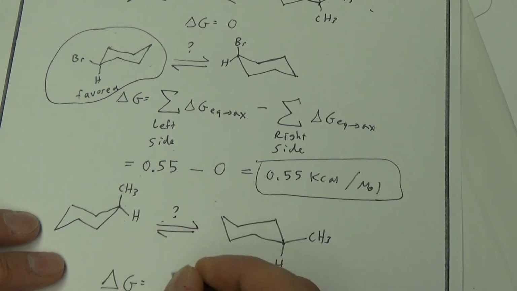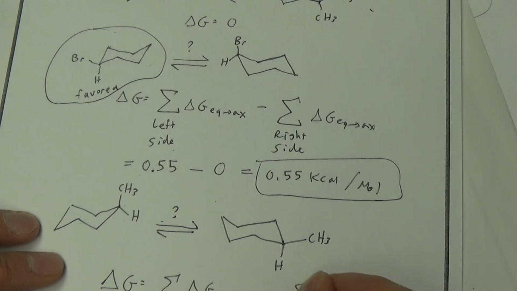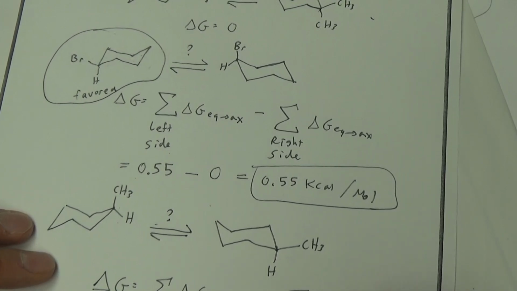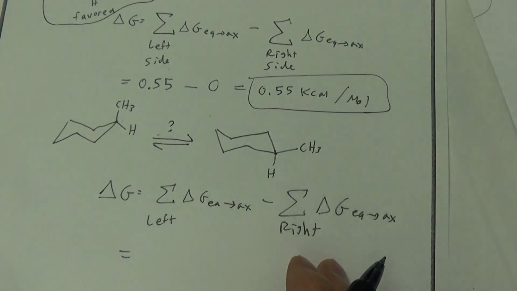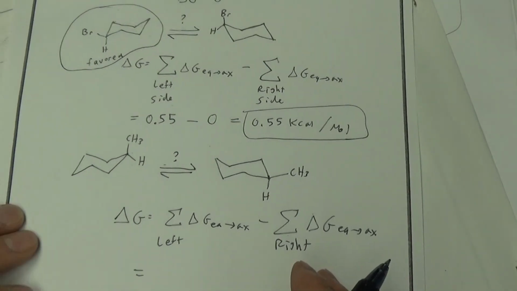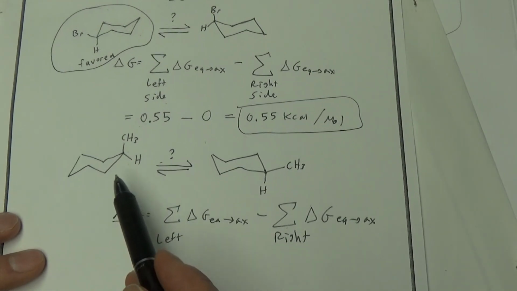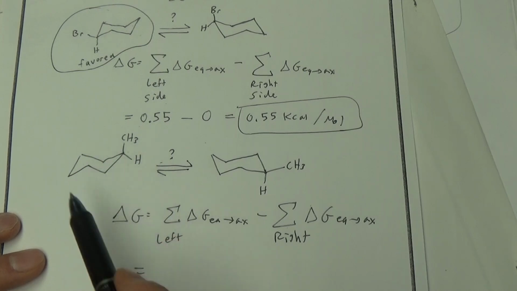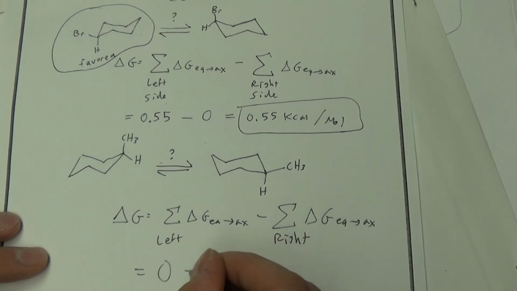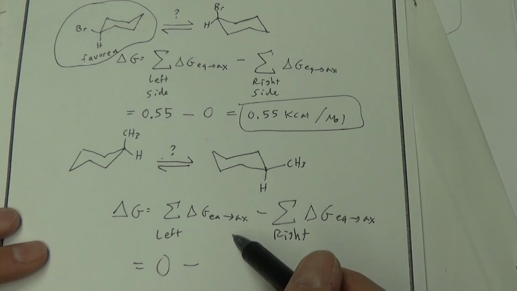Delta G equals the same thing: equatorial to axial, on the left, minus the sum of delta G equatorial to axial on the right. Okay, so how do we do it? We look for everything that's equatorial on the left, and there's nothing except H's, so it's 0. That's the whole left term.